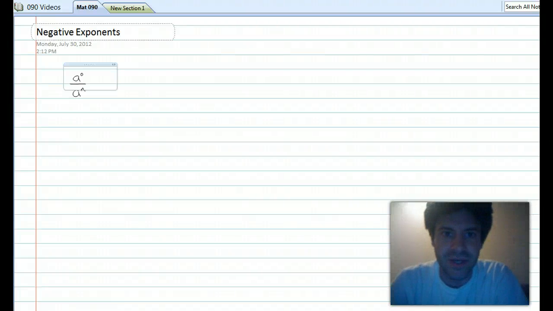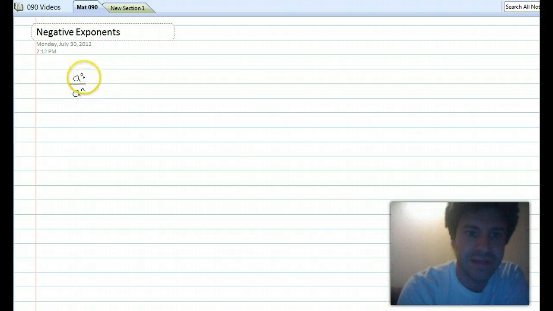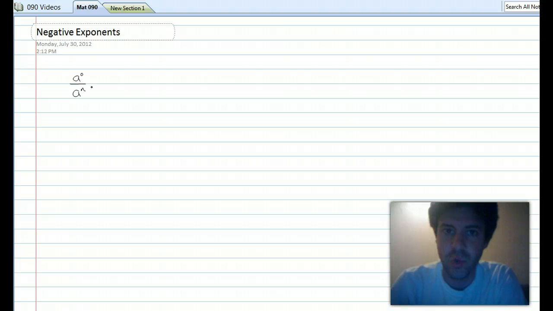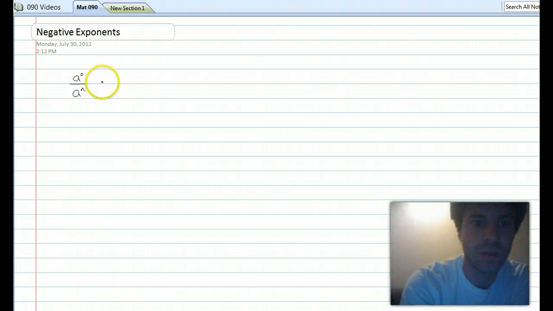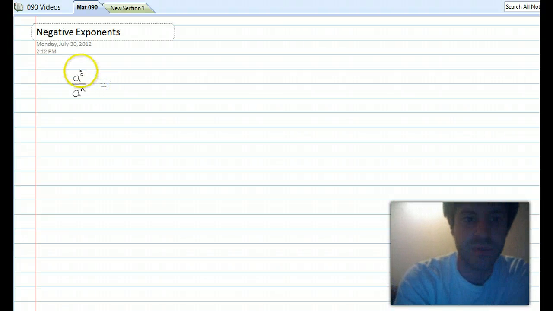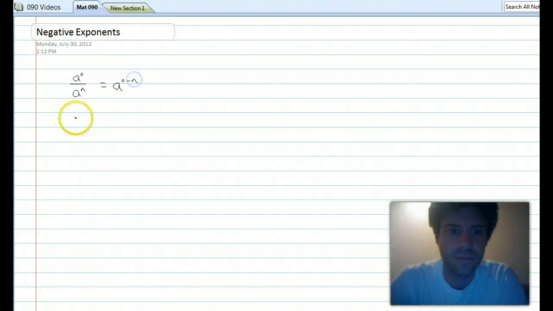In this video we're going to be talking about negative exponents, and I want to start with an example. I want to look at a to the 0 divided by a to the n. Now if we look at the quotient rule from the last video, what the quotient rule says is that we have two similar bases divided. What you can do is subtract their powers. That's going to give us a right-hand side in this equation of a to the 0 minus n.